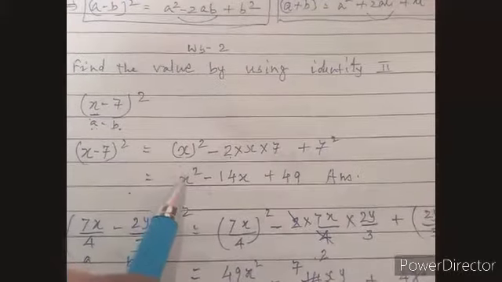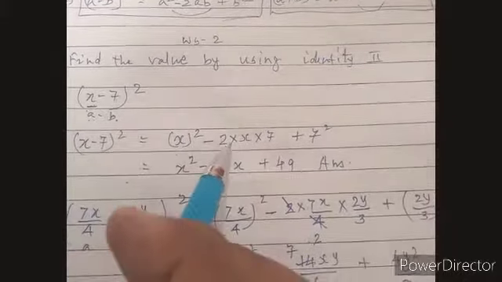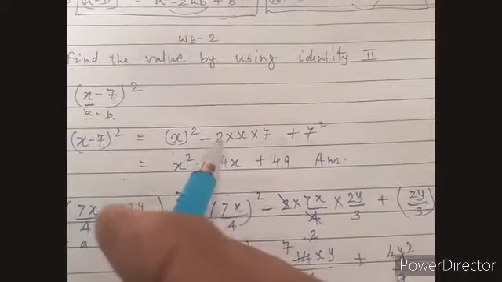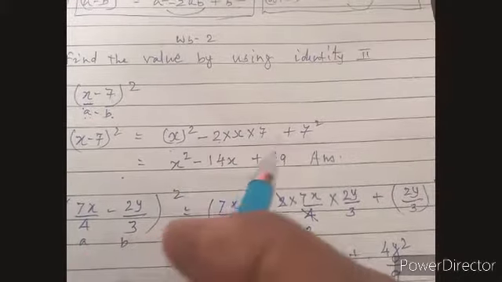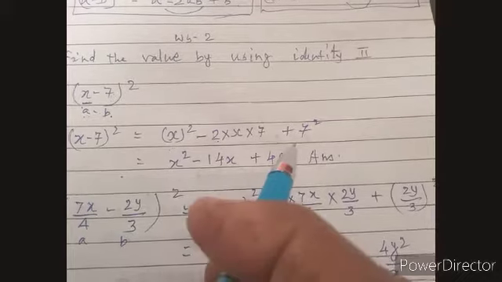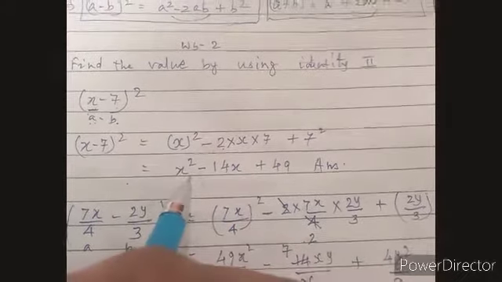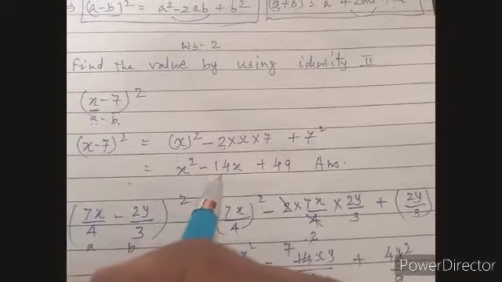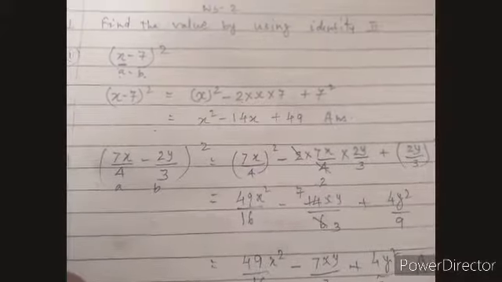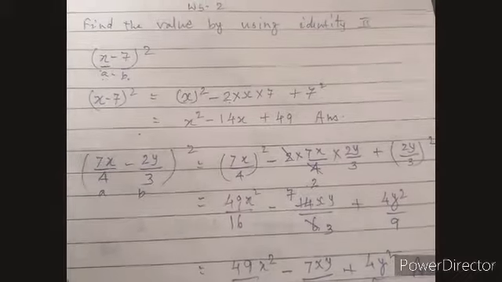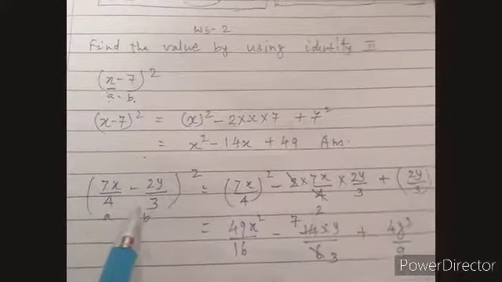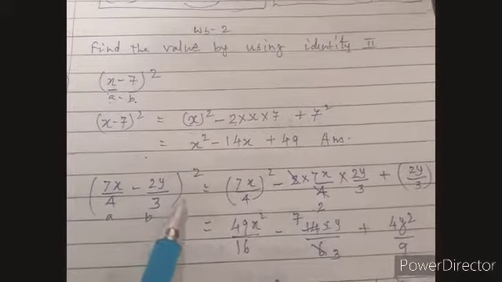So when we further simplify it, it is x square, and here 2 into x into 7, that is 14 into x, minus 14x, and 7 square, 7 sevens are 49. So the answer is x square minus 14x plus 49. Right? Now let us see another example. 7x by 4 minus 2y by 3 whole square.